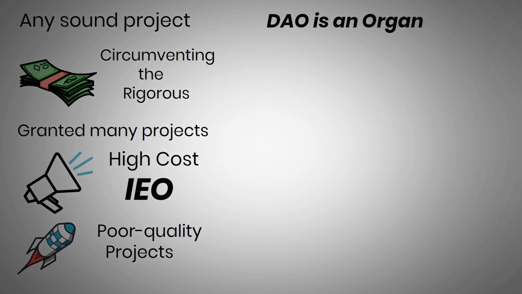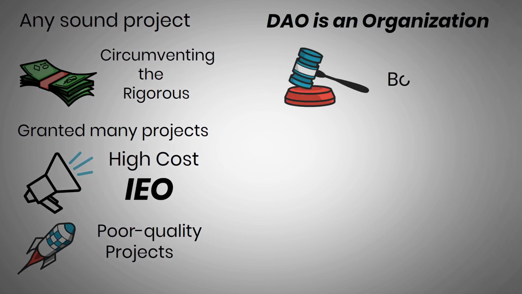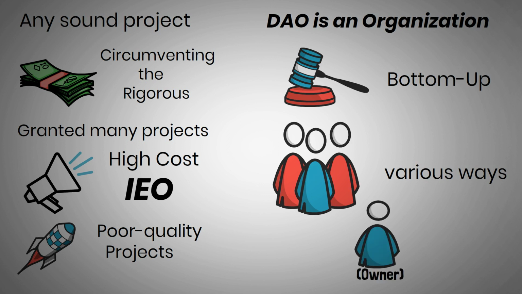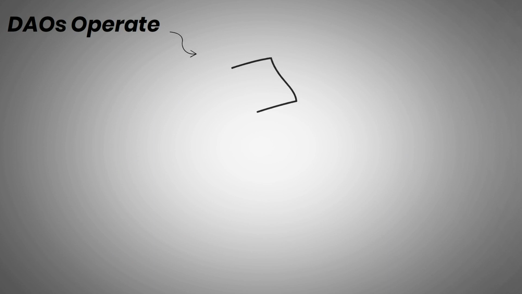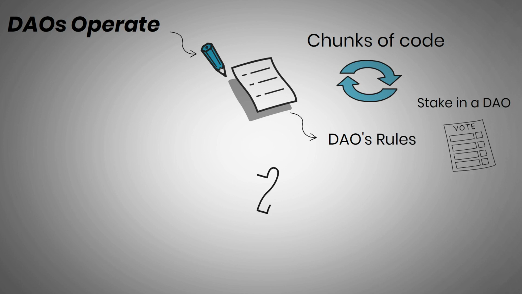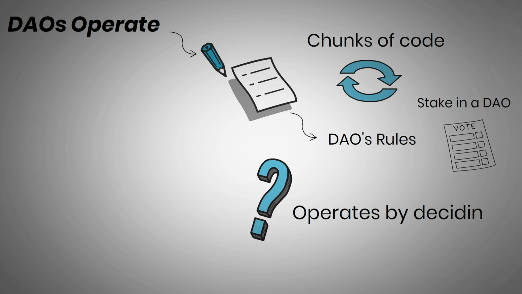And a DAO is an organization where decisions get made from the bottom up. A collective of members owns the organization. There are various ways to participate in the DAO, although usually through the ownership of a token. DAOs operate using smart contracts, which are essentially chunks of code that automatically execute whenever a set of criteria are met. These smart contracts establish the DAO's rules. Those with a stake in a DAO then get voting rights and influence how the organization operates by deciding on or creating new governance proposals.